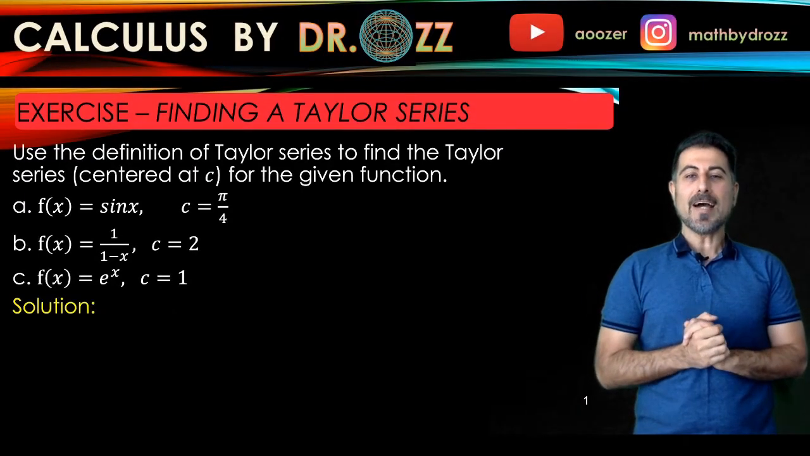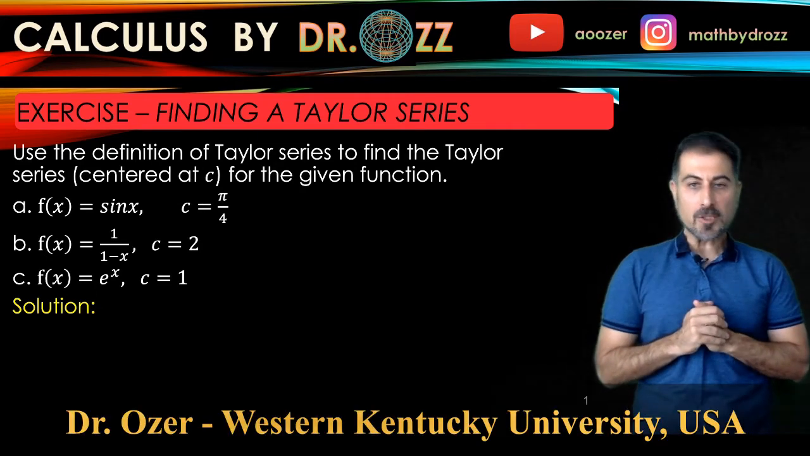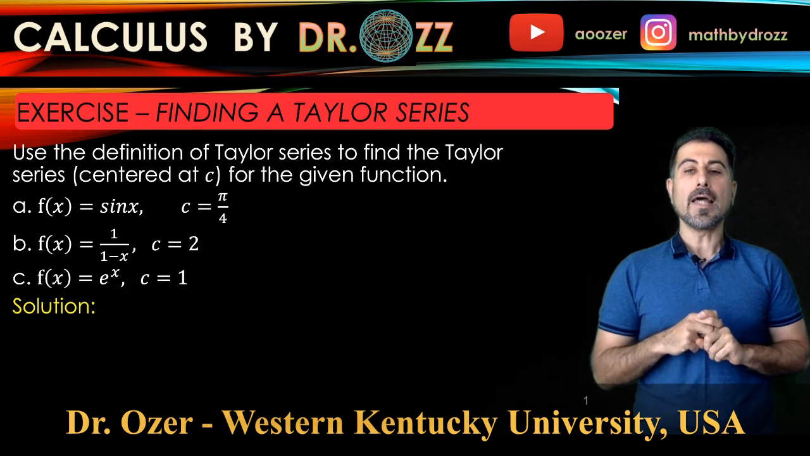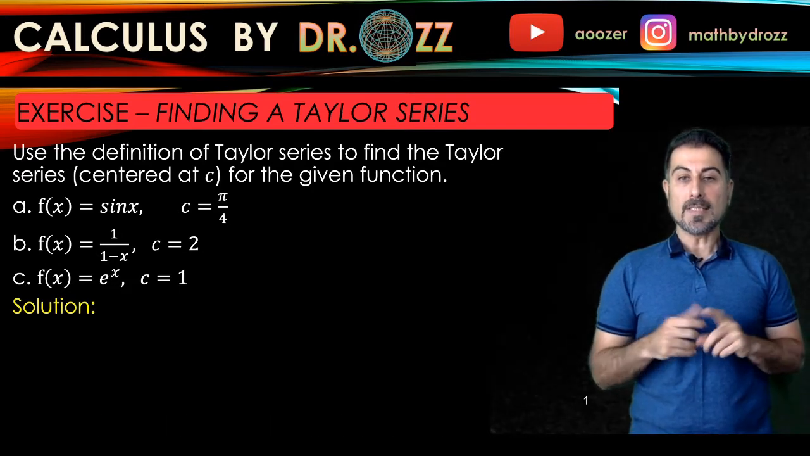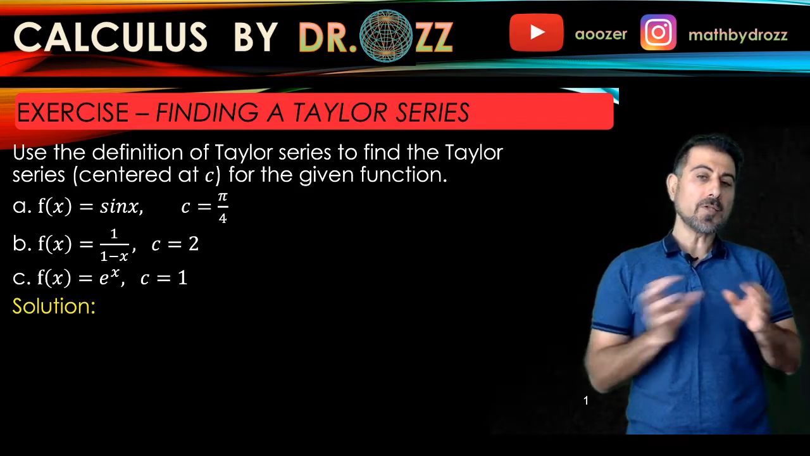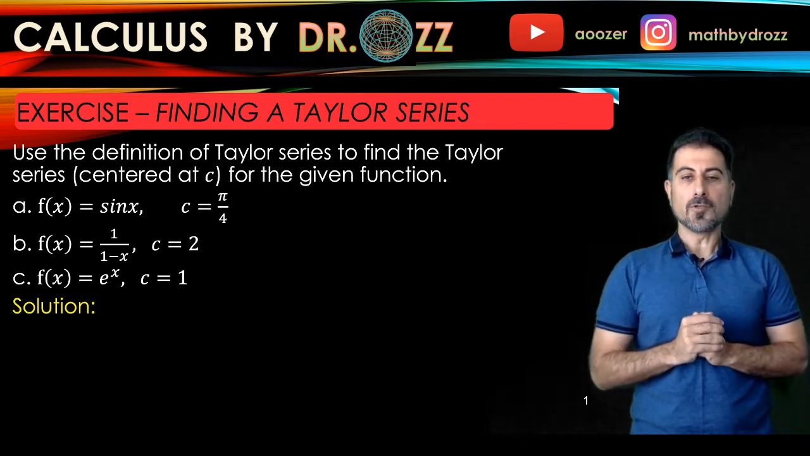Today I'm going to go over three examples of functions like sine x, 1 over 1 minus x, and e to the x at different c points like pi over 4, 2, and 1. And what we're going to do today is find a Taylor expansion, or Taylor series, centered at c for those functions.